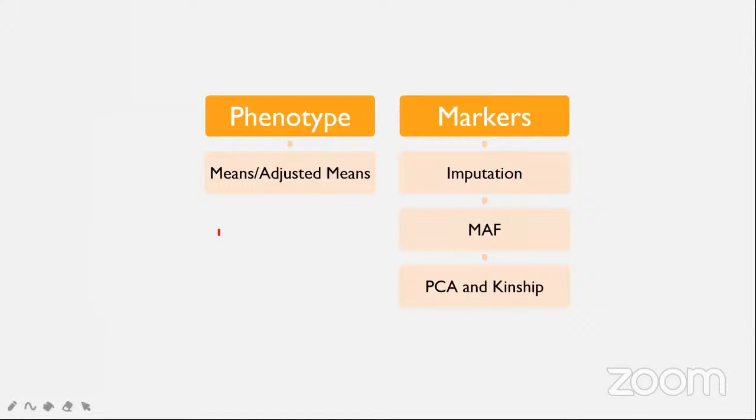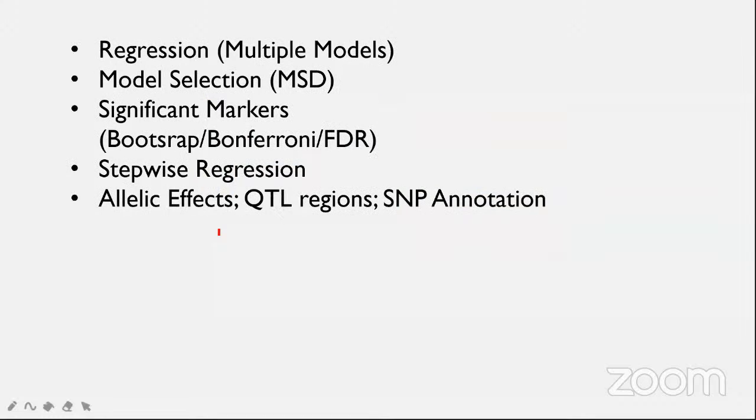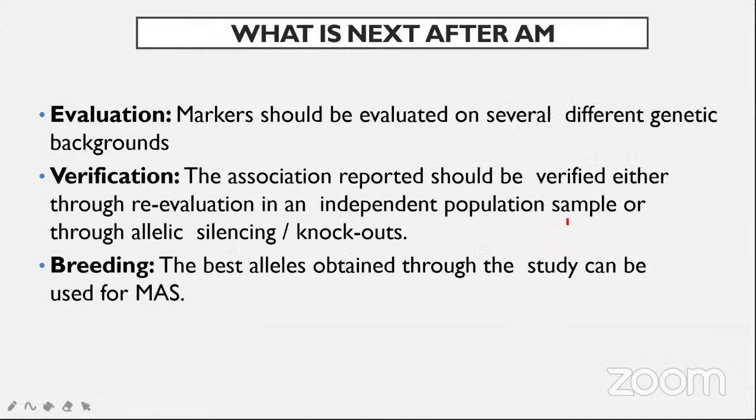So just to outline, you have phenotype where you calculate means and adjusted means, and you have markers where you calculate imputation, minor allele frequency, and the covariates. And then you run multiple models, you select the best model, you identify the significant markers, do a stepwise regression, identify the allele effects, QTL regions, and do an SNP annotation. That completes association mapping.